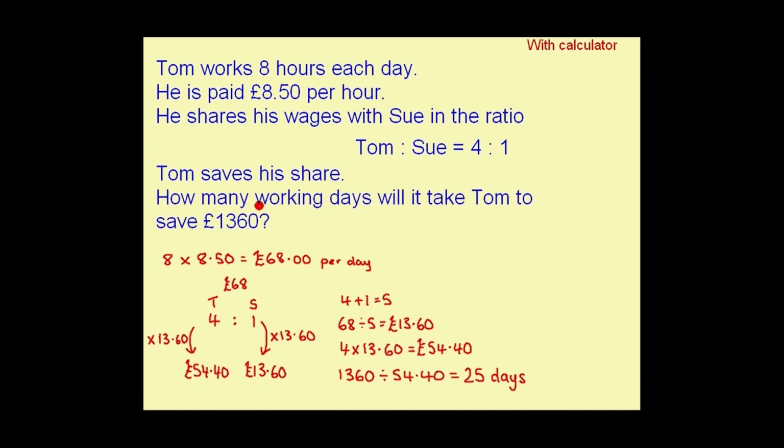I want to know how many days it will take Tom to save £1,360. Remember, I know that Tom is getting £54.40 each day. If I divide £1,360 by £54.40 using my calculator, I get the answer 25. So it will take Tom 25 working days to save up this amount of money.